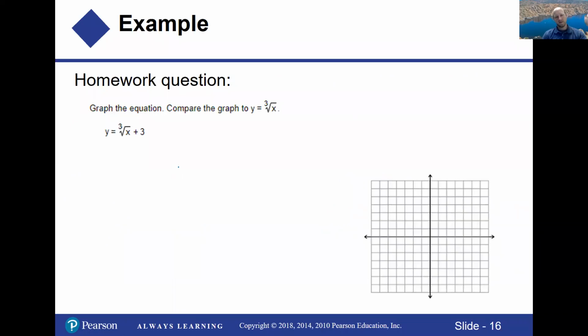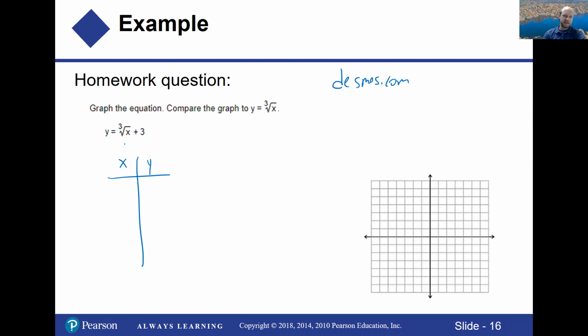All right, last one, I'm going to do a homework question. Now you are very welcome to use Desmos, right, for this. So you have to graph this. Graph the equation y is equal to the cube root of x plus 3. Compare the graph to y is equal to cube root of x. Well, you could make an XY table if you don't want to use Desmos, okay, or your graphing calculator if you're using those. But I'm just going to do this one by hand.